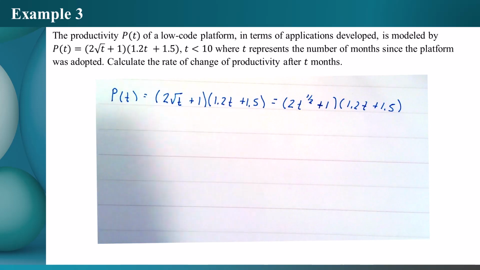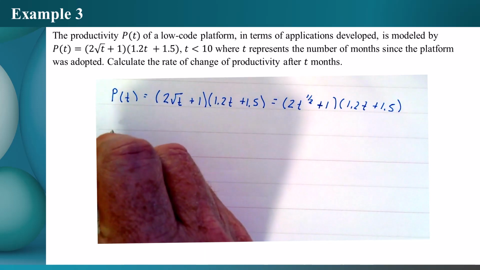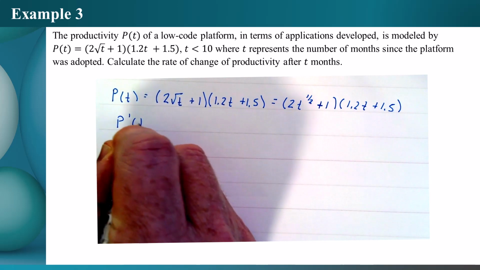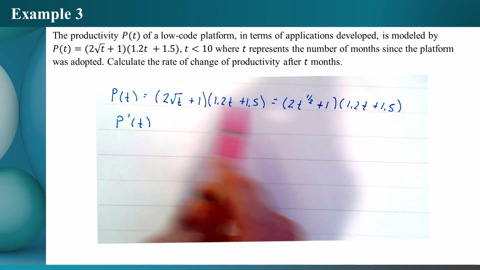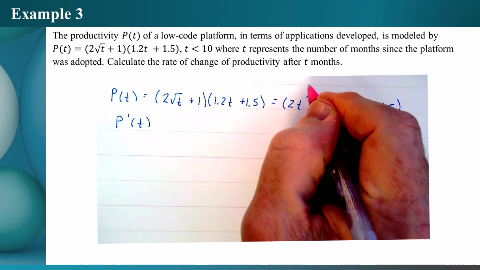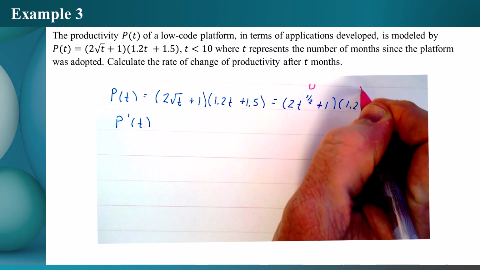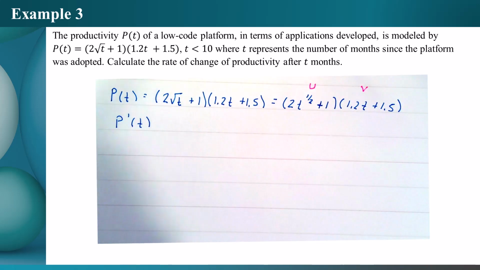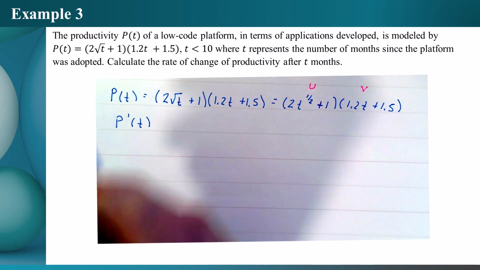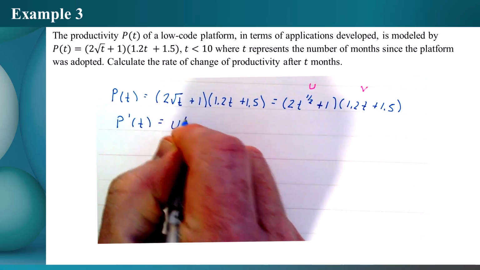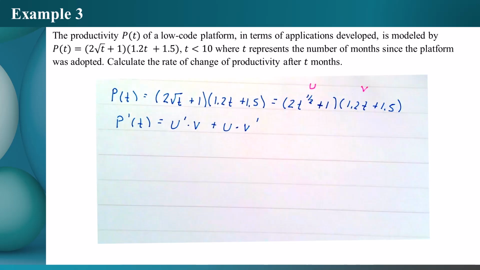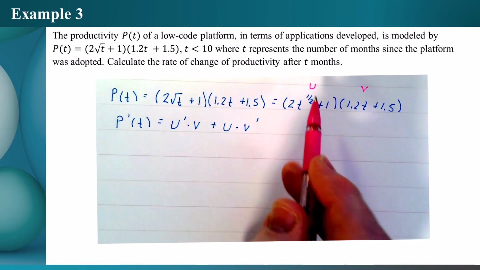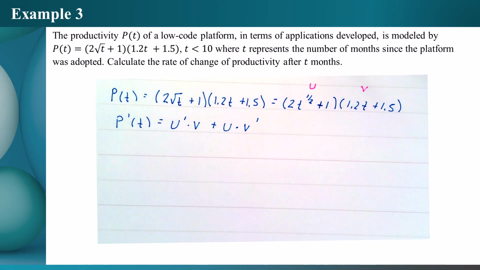Okay, so let's see. We want to find p prime of t. And if I go over here and say, okay, I've got a product here, and let's call this part over here U, and we'll call this part over here V, then we know that the product rule tells us that P prime of T equals U prime times V plus U times V prime. So as long as we can find the derivatives of U and V, we should be able to find the derivative here of the entire function P of T.